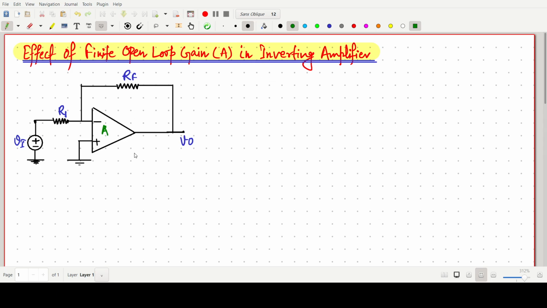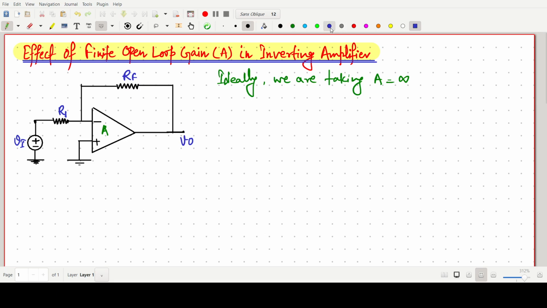So ideally, what we are taking is the open loop gain, that is our A value, as infinite. But we have to do it for the finite open loop gain. So before that, we will think, if this one is infinite, what is the gain?